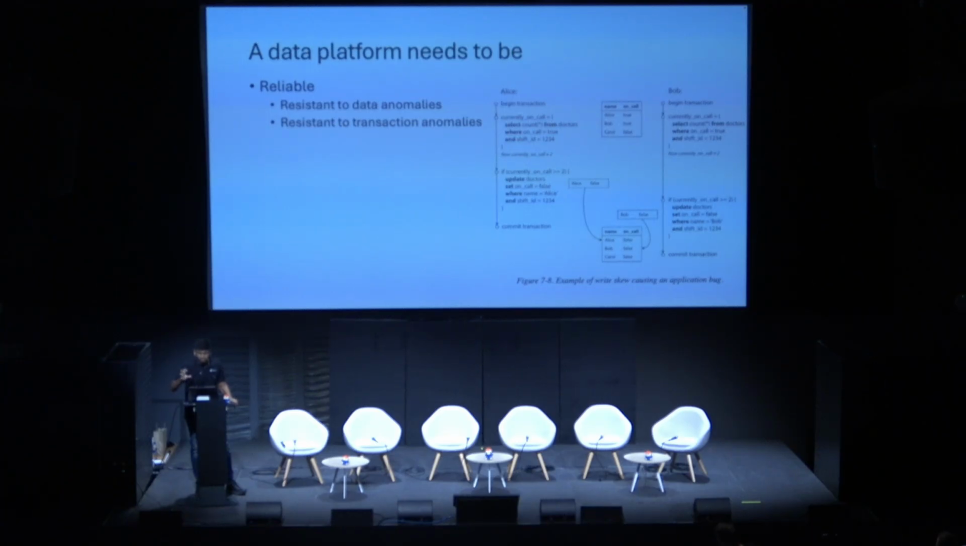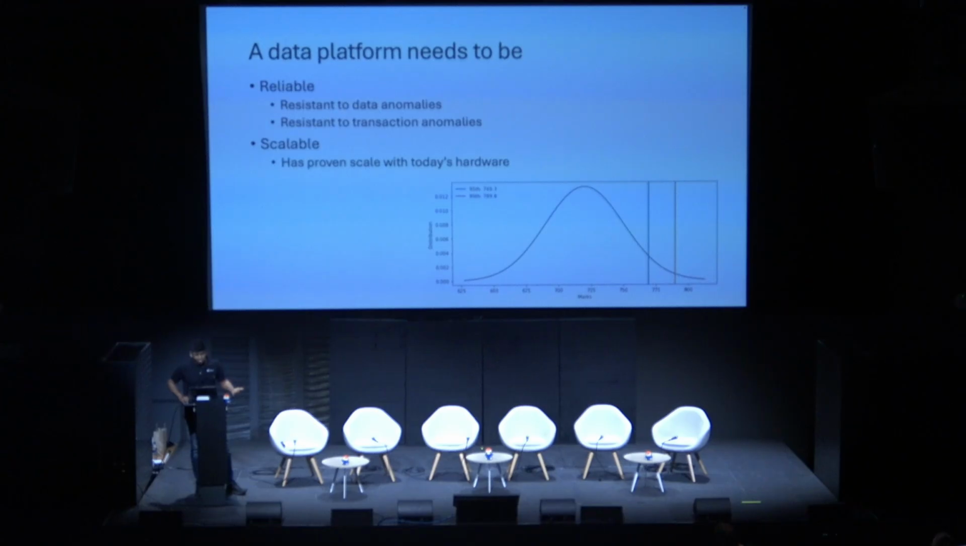But essentially, if you have multiple people operating on the same system, a REST API is not enough, especially if you're using that as the data platform. Databases have done this for a very long time, and you need to be resistant to these transaction anomalies. Scalable. You need to prove that you can scale with today's hardware, right? And we can't keep throwing compute at it in order to get more and more.